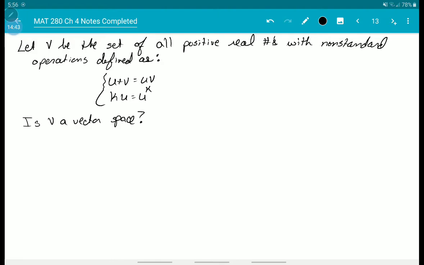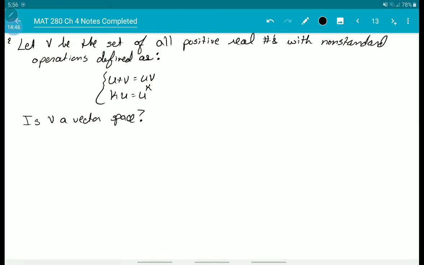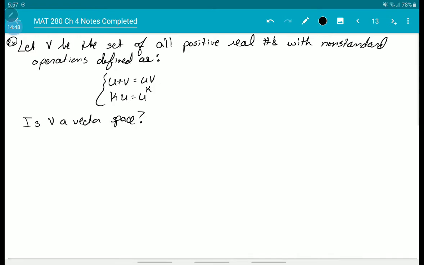So let's look at this one. This is one of my favorite ones. We're going to let V be the set of all positive real numbers with non-standard operations defined as follows. So we've got 2 vectors. If we add these 2 numbers together, it turns out it's really multiplication. And if we were to look at scalar multiples, k is a scalar here. So scalar k times u, which is a positive real number, then it turns out to be exponential. It's going to be u to the k. The question I'm asking, is this a vector space?